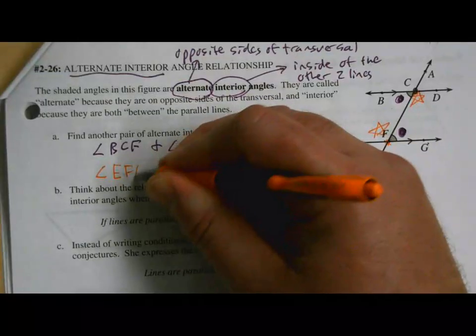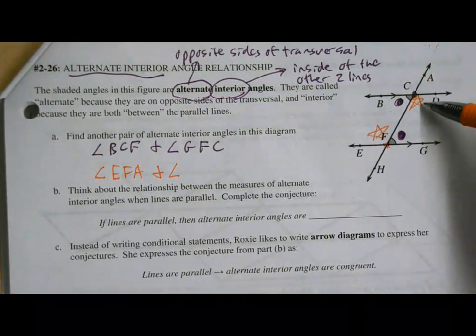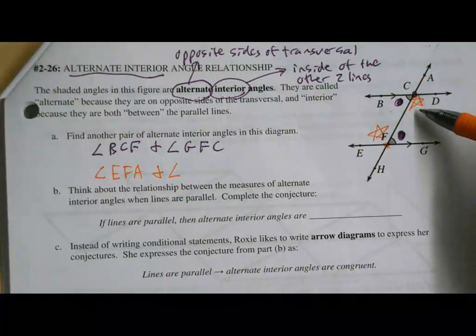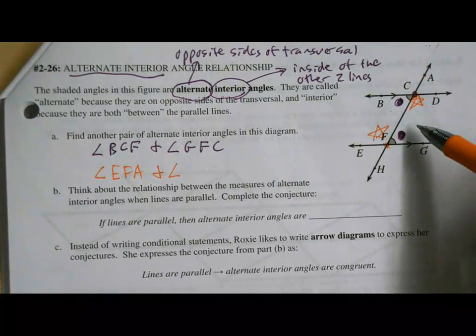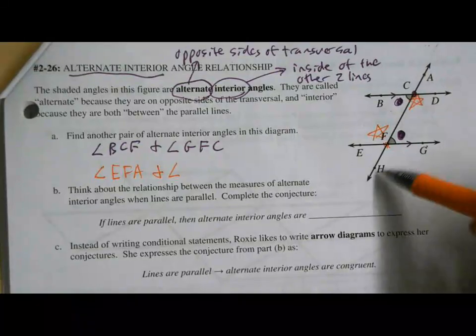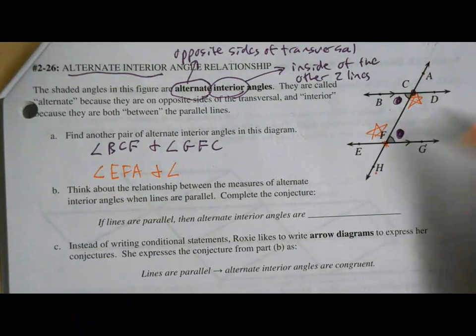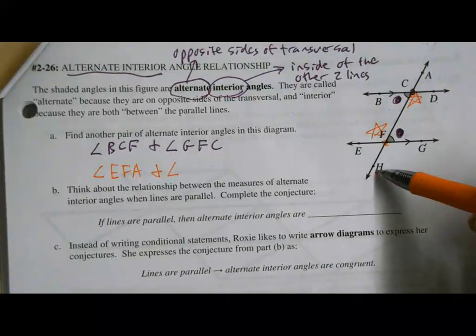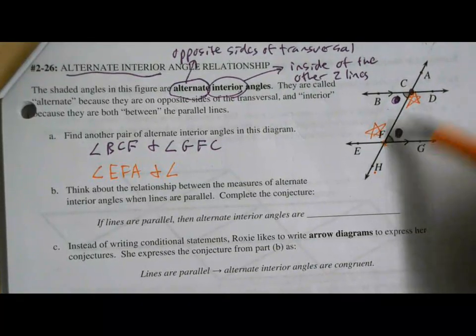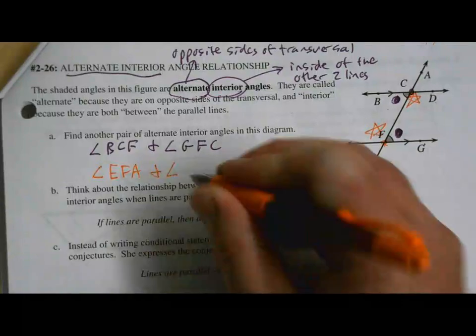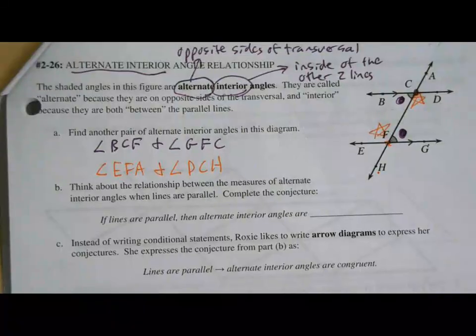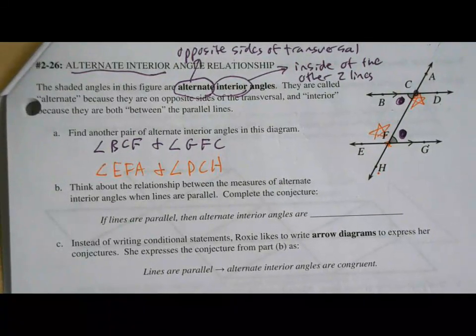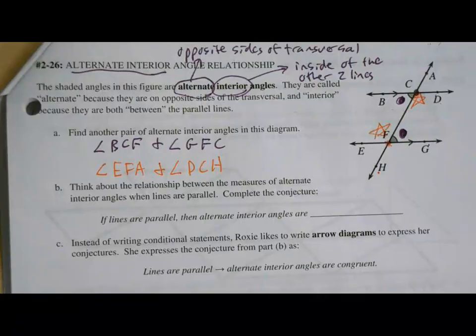Can somebody be bold and tell me what you wrote down for this one? There's 3 different options, or 4 different options for this, by the way. So if you've got something different, that's all right. Yes? DCH would work. Good. DCF would work. HCD would work. FCD would work. All of those work. Make sure that we're feeling confident naming angles. We had a lesson on that in chapter 1 if you need to go back and review that.